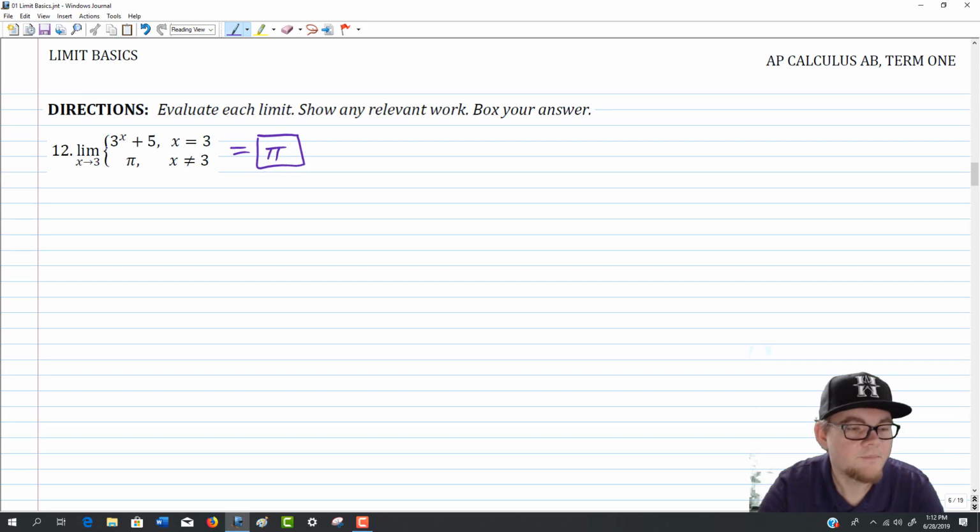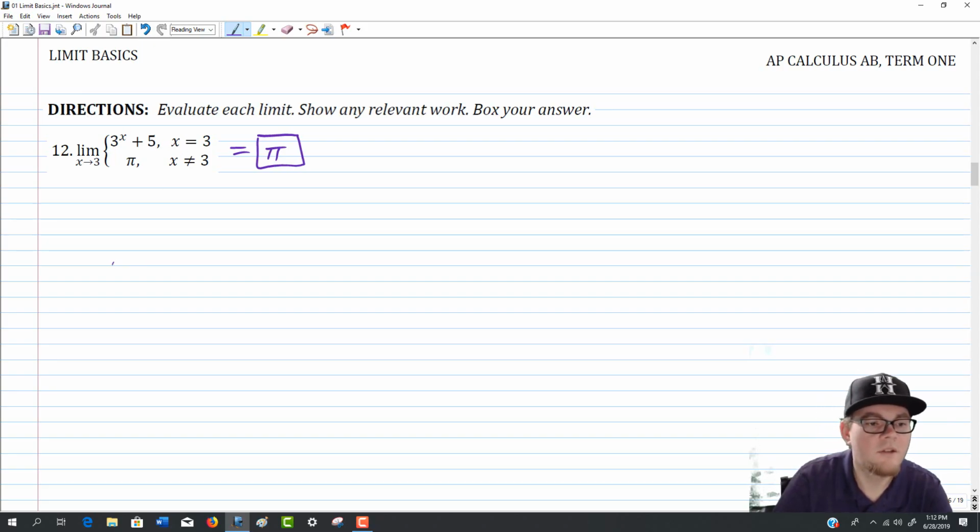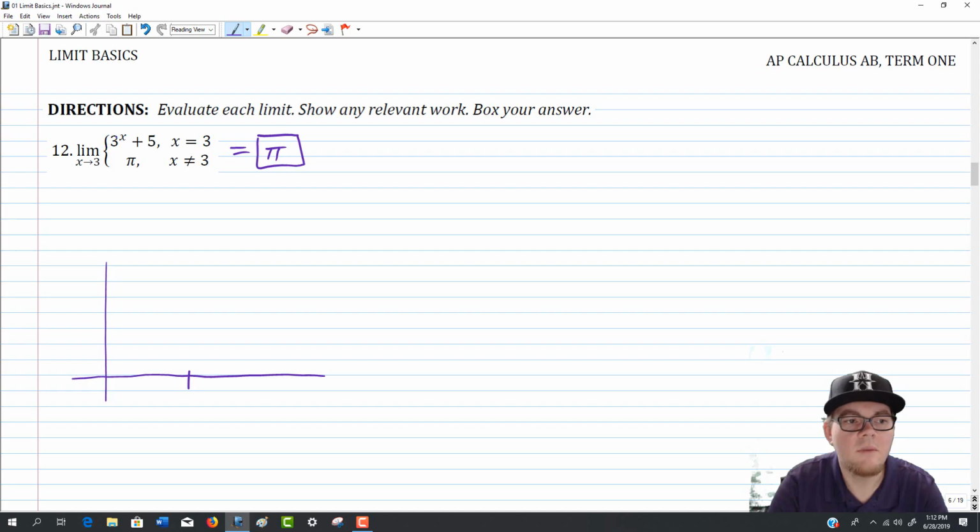So in looking here, let's see what it says. It says that in our function, when x equals 3, 3 to the x plus 5 is how the function behaves. So I'll give you a quick little sketch of our function here. I'm going to attempt to at least. So when x equals 3, we have 3 to the x plus 5. That's going to be 3 to the third, which is 27, plus 5 is 32. So at that point, on our graph, we have the point (3, 32).